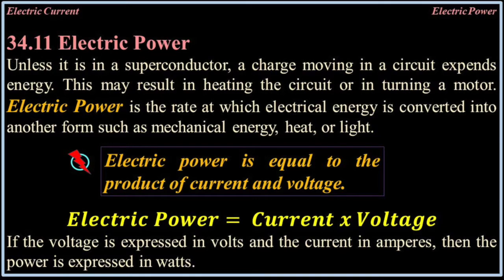Unless it is a superconductor, a charge moving in a circuit expends energy. This may result in heating the circuit or in turning a motor. Electric power is the rate at which electrical energy is converted into another form, such as mechanical energy, heat, or light. Electric power is equal to the product of current and voltage. Electric power equals current times voltage. If the voltage is expressed in volts and the current in amperes, then the power is expressed in watts.